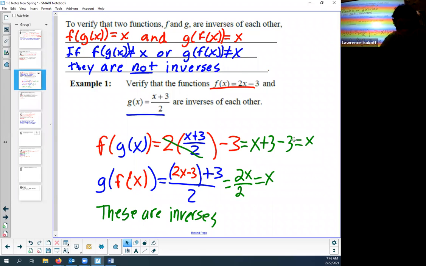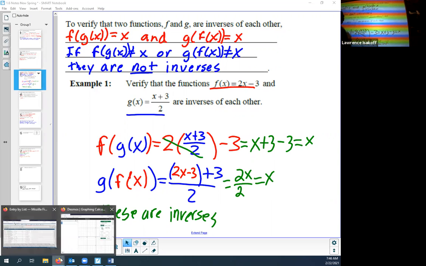So there we go. Do we have any questions on this algebraically? Okay. So let's take a look at this graphically.